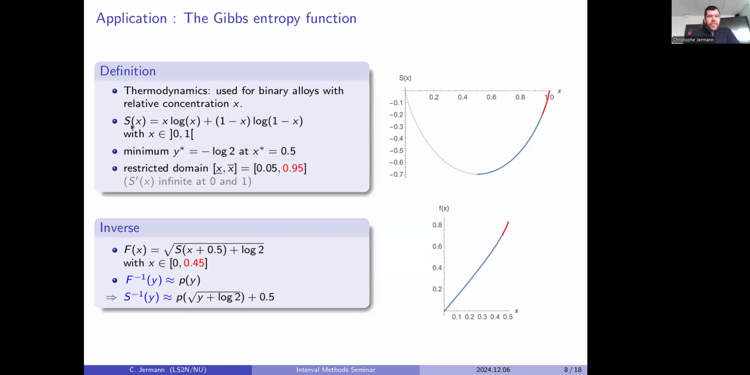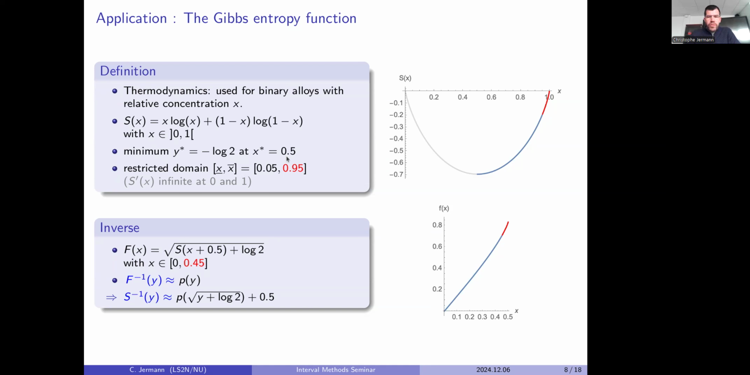This function s of x is considered between 0 and 1, excluded of course. And it has a minimum at minus log 2, attained at x equals 0.5.